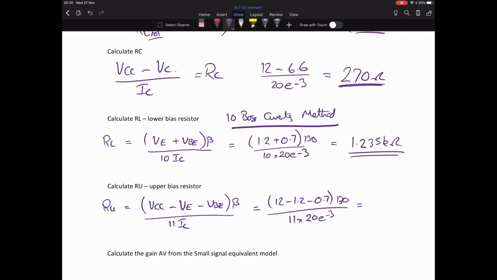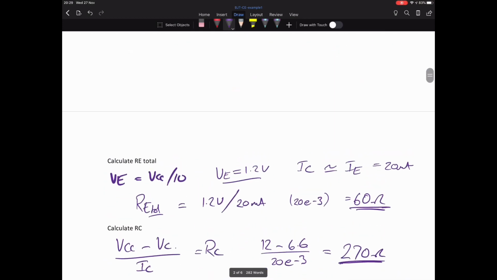Okay, now this one's a little bit easier to hand. This one is 5.65? Let me just check. Okay, that's the one. So we've now got the two bias resistors, we've got the collector resistor and the emitter resistor all designed. So now we can really move on in our design processes.